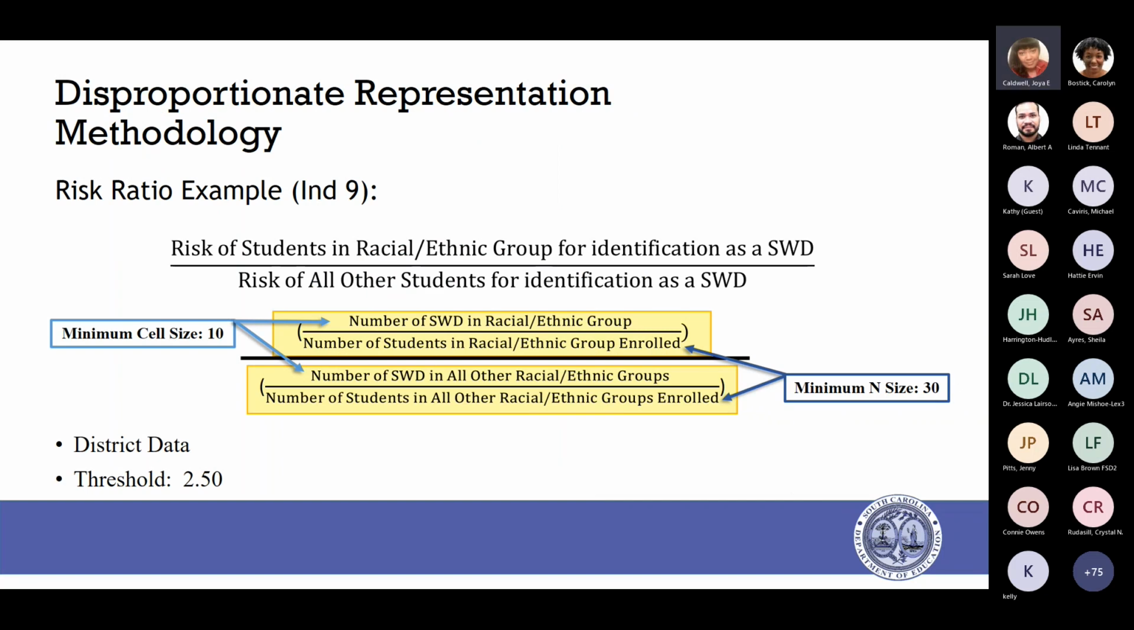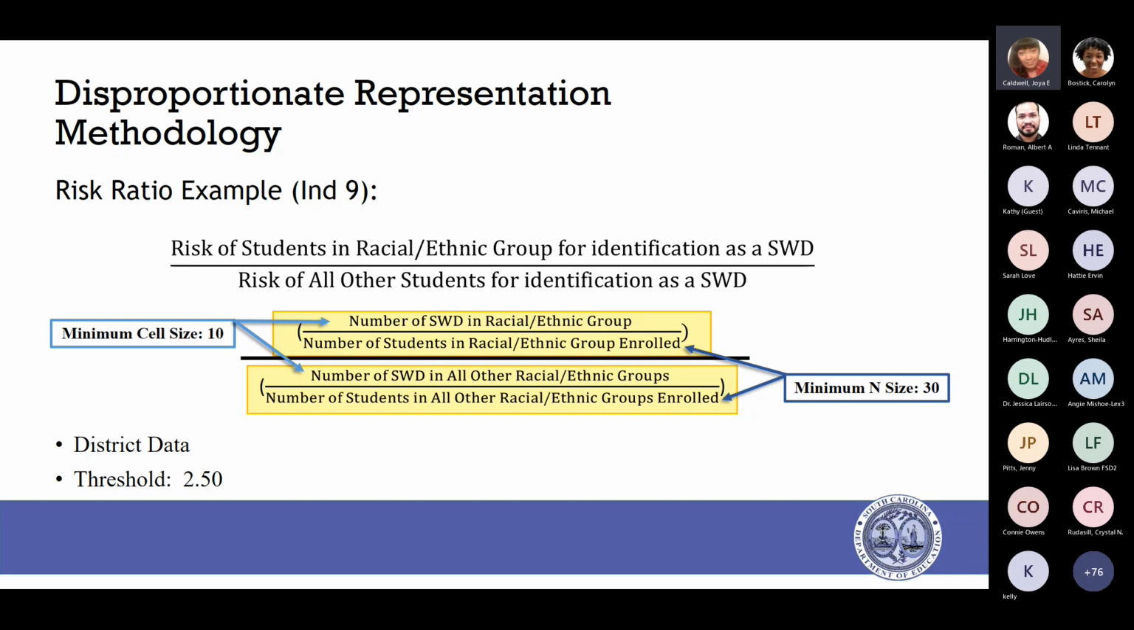And here we have our methodology for indicator 9. Specifically, we'll look at risk ratio. In risk ratio, we'll first make an attempt to look at the district level data. The formula highlighted in yellow tells us specifically what data we'll be using. When we're discussing cell sizes, we're referring to the numerators of the top ratio and the bottom ratio of the formula, while N sizes represent the denominators of each.